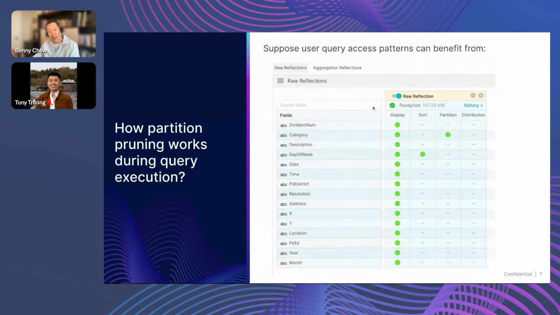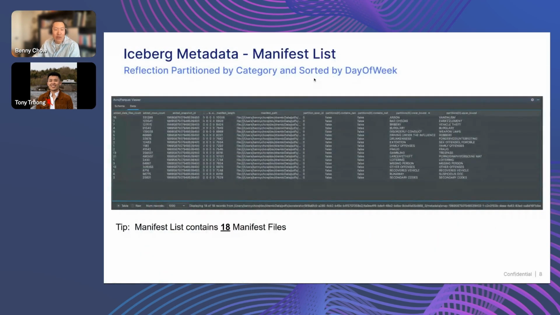All right, because we're going to be looking at query execution, we're already done with planning. So let's assume that you've got a user query access pattern that can benefit from a reflection like this, right? This reflection is partitioned by category and then sorted by day of week, okay? Once you build this reflection, it is stored as an Apache Iceberg table in your distributed storage. Let's take a look at what that Iceberg metadata looks like.